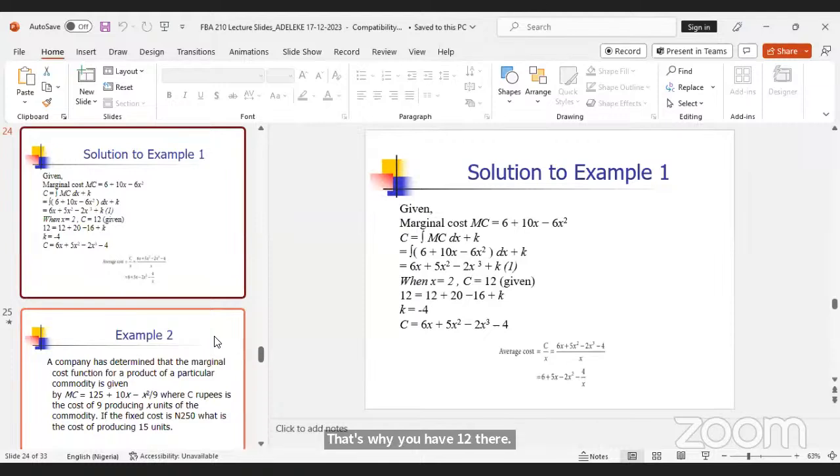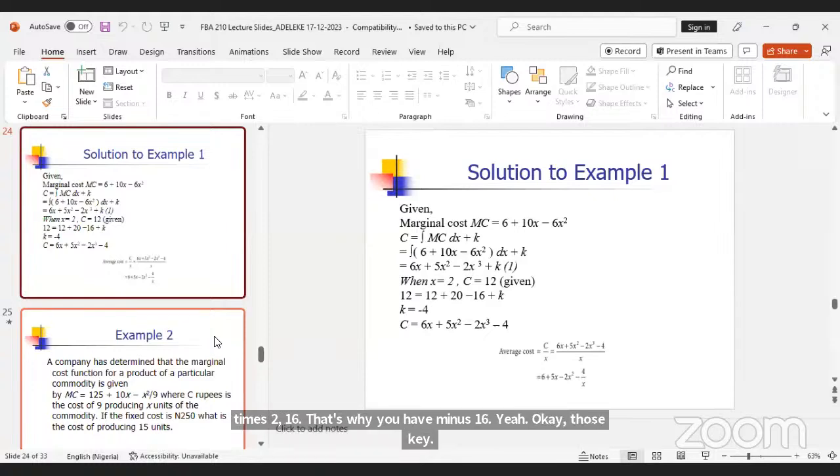5x squared becomes, what's x squared? 4. 4 times 5, 20. That's why you have 20 there. X cubed is 2 times 2 times 2, 8. 8 times 2, 16. That's why you have minus 16 there. Okay? Plus k. Of course, this is equal to 12.